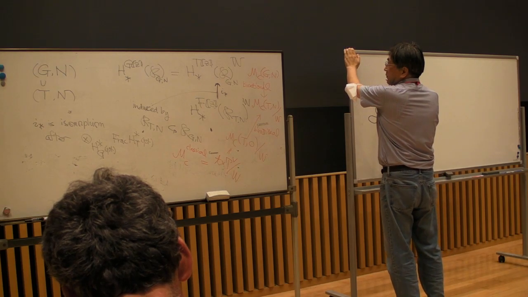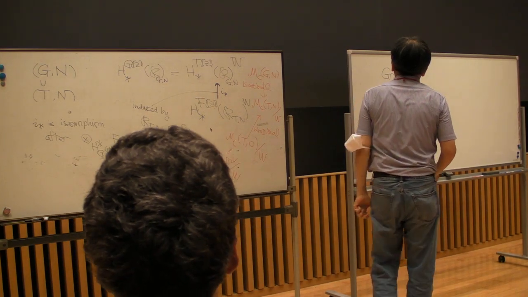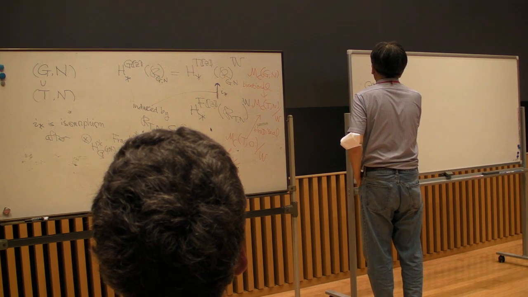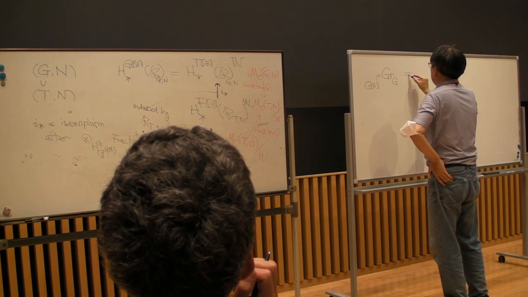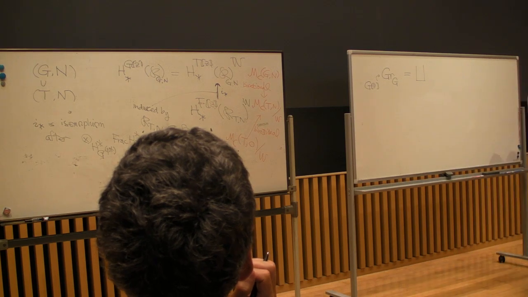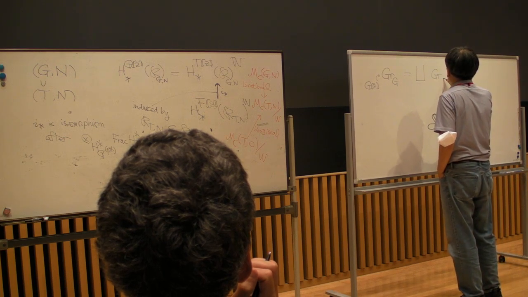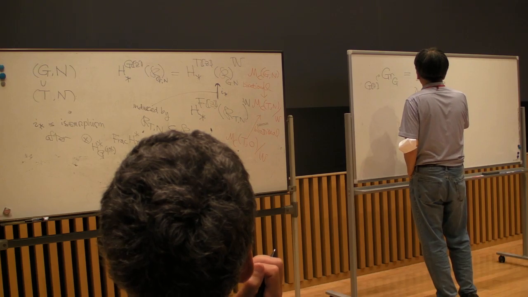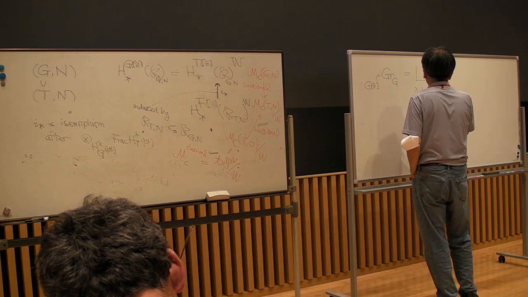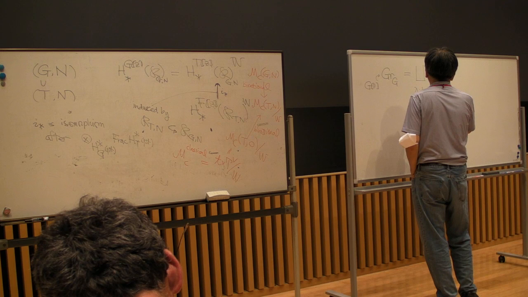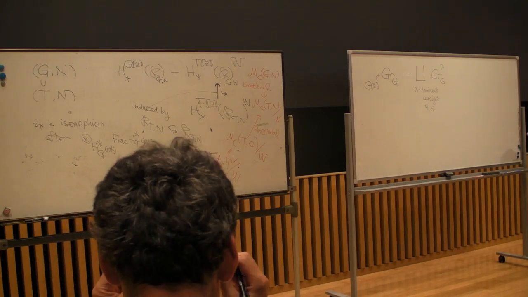So maybe for that I must recall one thing. I use the Beilinson-Drinfeld Grassmannian. So you have orbit decomposition. This is similar to the Schubert cell decomposition of the finite dimensional Grassmannian. So we identify it this way. Lambda is a dominant cocharacter, T is the maximal torus.